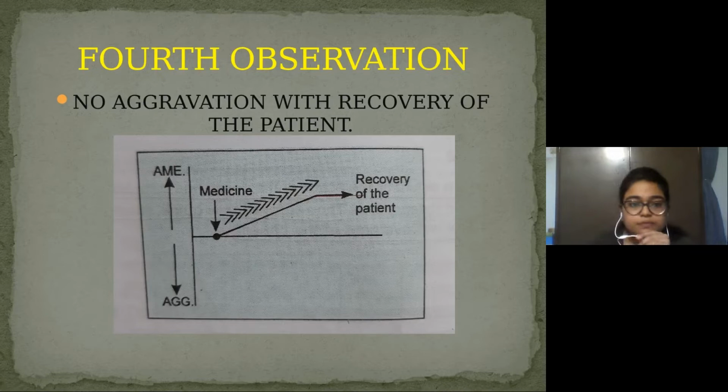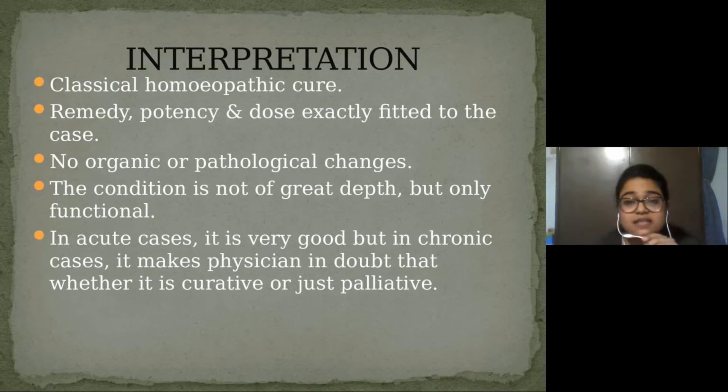So now the fourth observation. Here there will be no aggravation, but the patient recovers. The graph goes only towards amelioration and recovery of the patient. So what is the interpretation if the fourth observation comes? That is the classical homeopathic cure, because there will be no aggravation of symptoms, no harm to the patient, and the patient will be cured. So our remedy, potency and dose exactly fitted that case.